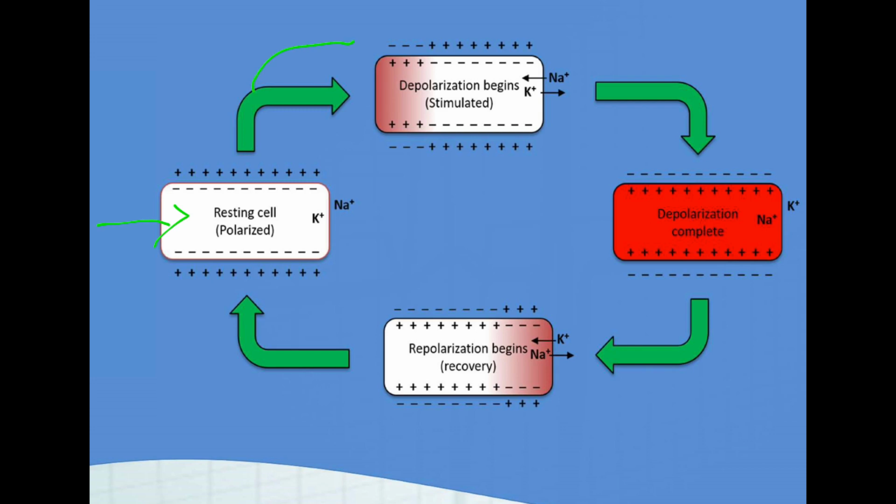And it changes as sodium starts to come in and potassium starts to leave, and the cell becomes more positive and then more positive until it's fully depolarized.